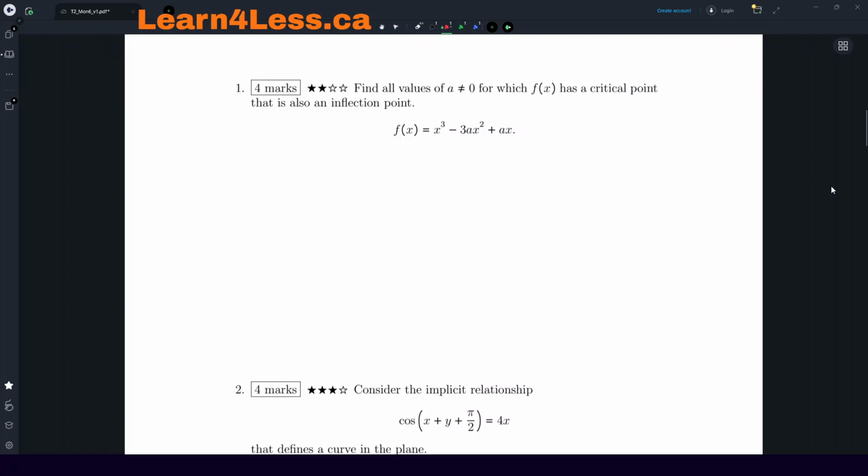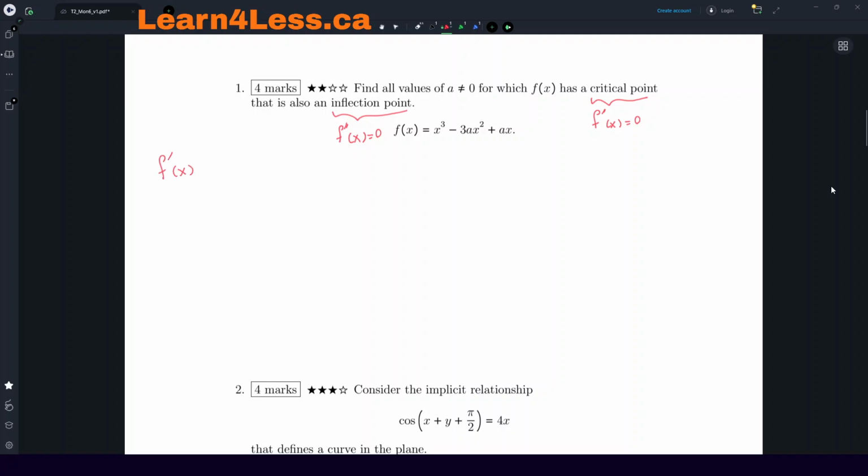So the key to this question is what critical point is. Critical point is the point that the first derivative of the function, f prime of x, is 0, and inflection point is the point that the second derivative is 0 at that point. So let's find what is f prime of x and f double prime of x.